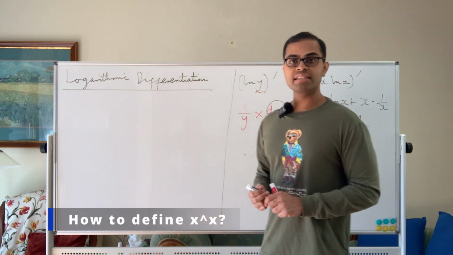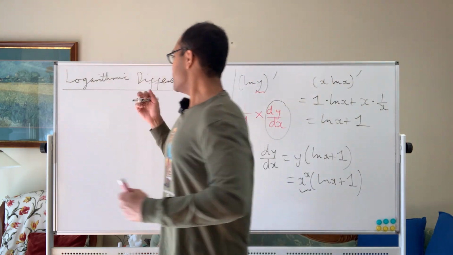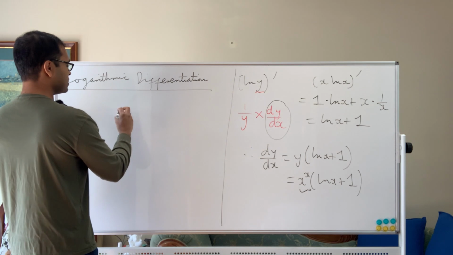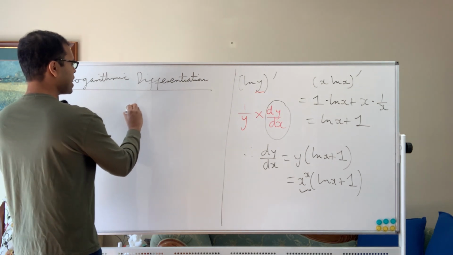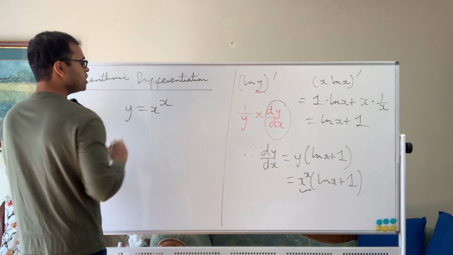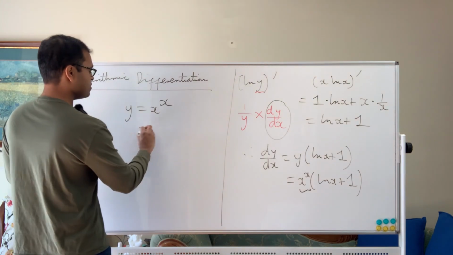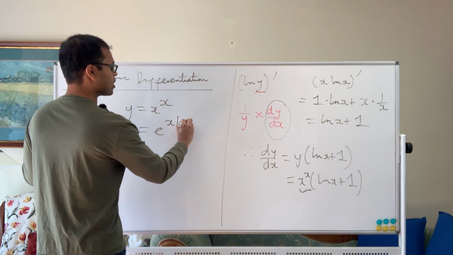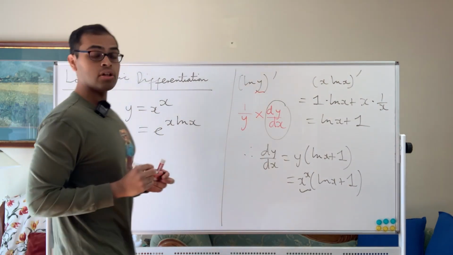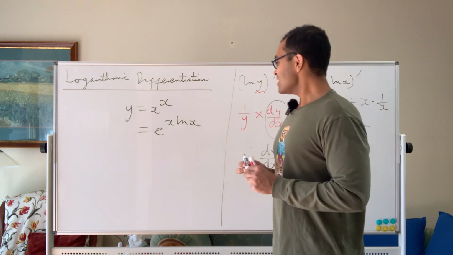When we define x to the x, the way people define it is, suppose you say y is equal to x to the x. The way people define x to the x is they define it as e to the x log x, okay? So e to the x log x. Now, why is this? What does this really mean?